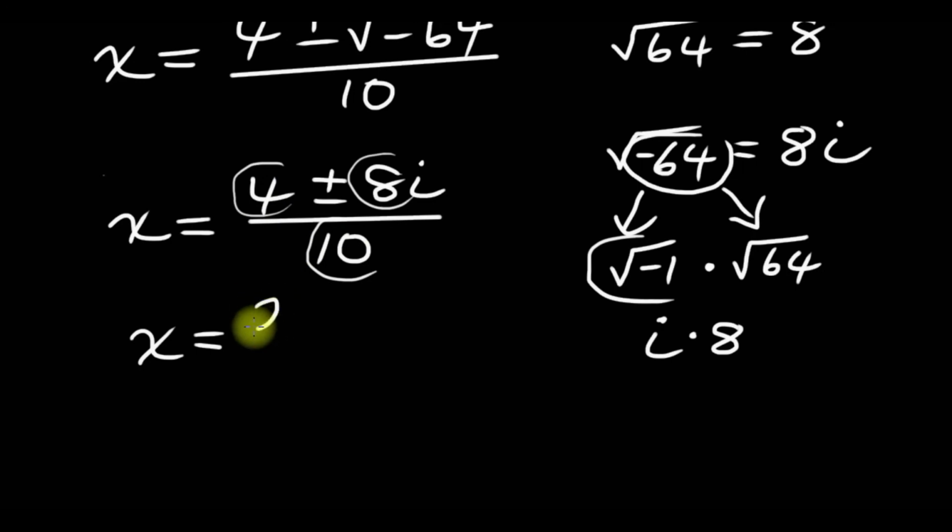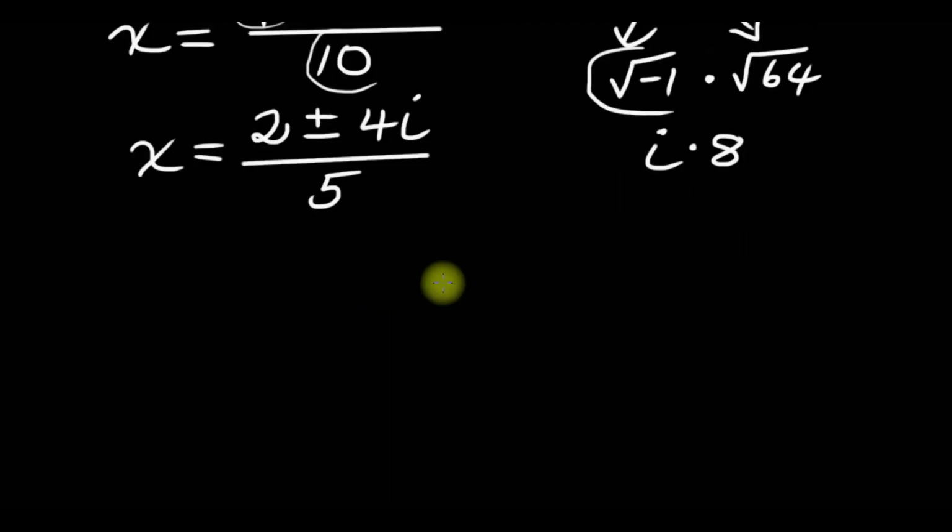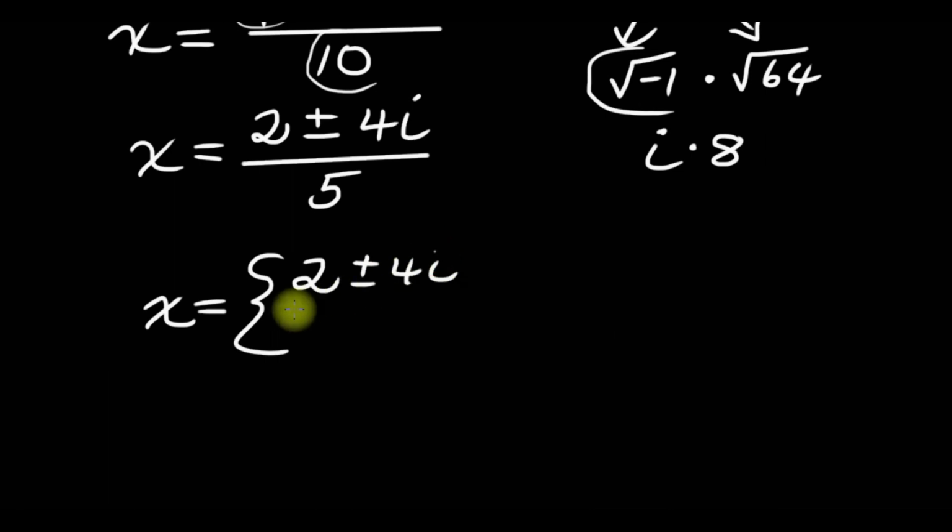So 4 over 2 is 2, plus or minus. 8 over 2 is 4, and then the i. And then 10 over 2 is 5. So that is your final answer. So x is 2 plus or minus 4i, all over 5. That is how you solve a quadratic equation using the quadratic formula.